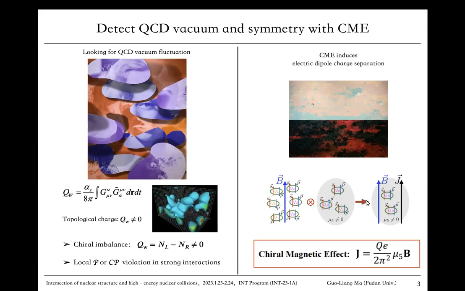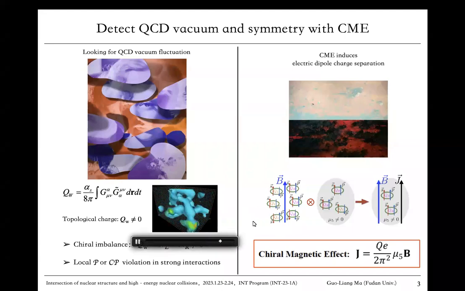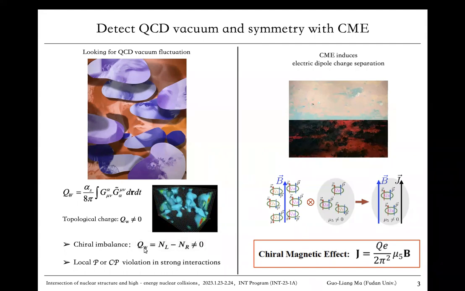So let's start with the QCD vacuum. We know the vacuum is not a real vacuum. There are lots of fluctuations. The topological charge fluctuates in the QCD vacuum, and due to these fluctuations it can produce a chiral imbalance. With this imbalance, we can have local parity and charge-parity violation in the strong interactions. So this is a very fundamental and important question.